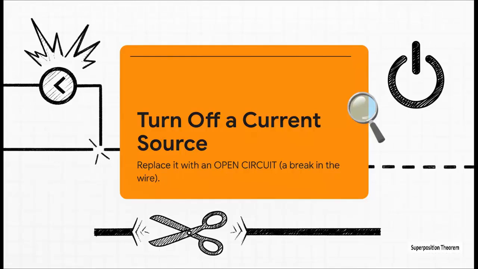Now, for a current source, you do the complete opposite. You replace it with an open circuit. And that's exactly what it sounds like. You literally create a break in the wire. You just snip it. That way, you guarantee that zero current can possibly flow through that branch, which is how you turn off the current source.